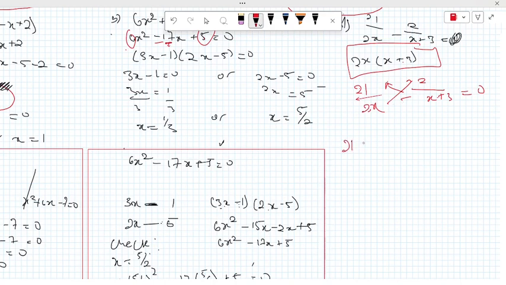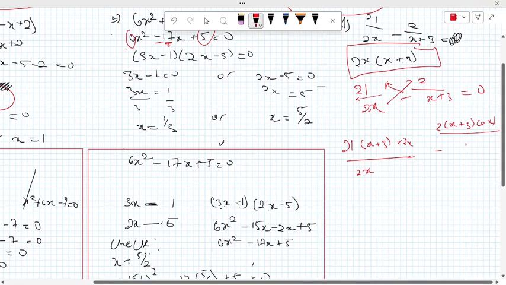So it's going to be 21. It's going to be x plus 3, and then multiply by 2x over 2x, and then it's going to be minus 2 multiplied by x plus 3 multiplied by 2x, right, over x plus 3.